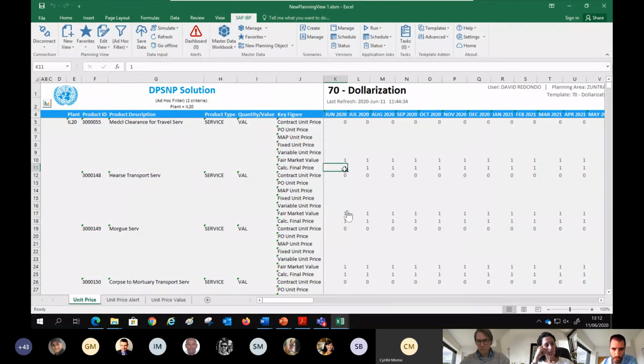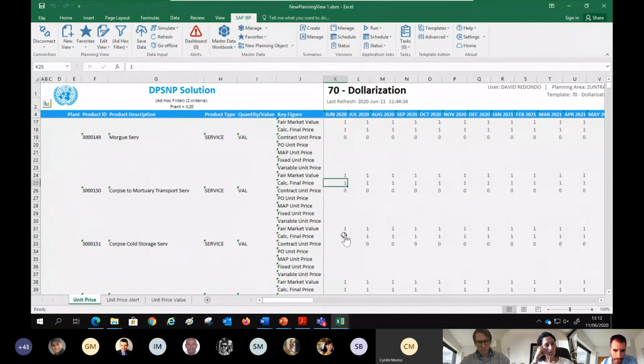So if you see the unit prices of your services as 1, don't think it's necessarily an error in the data. It's because at the moment with the solution we are planning services in value already. So there is no unit price to add there, except for fuel, I think, as we said before. So this was just for you to notice when you go through the exercise.